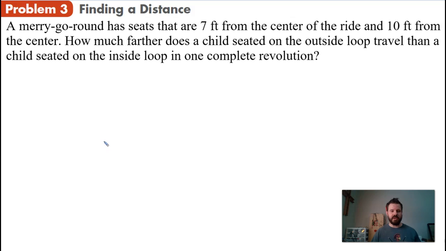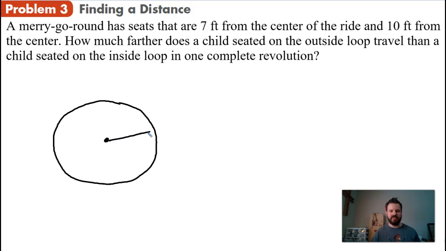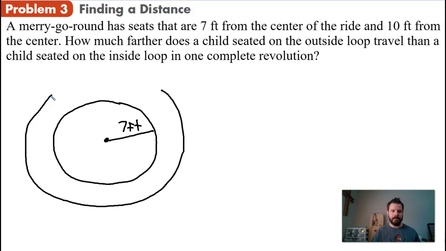Okay, so what do we have going on here? We've got the center of a merry-go-round, and we have 2 rows of seats. One row that are 7 feet from the center. That's the inner row. And another row that is 10 feet from the center. And that's how most merry-go-rounds I've seen look.